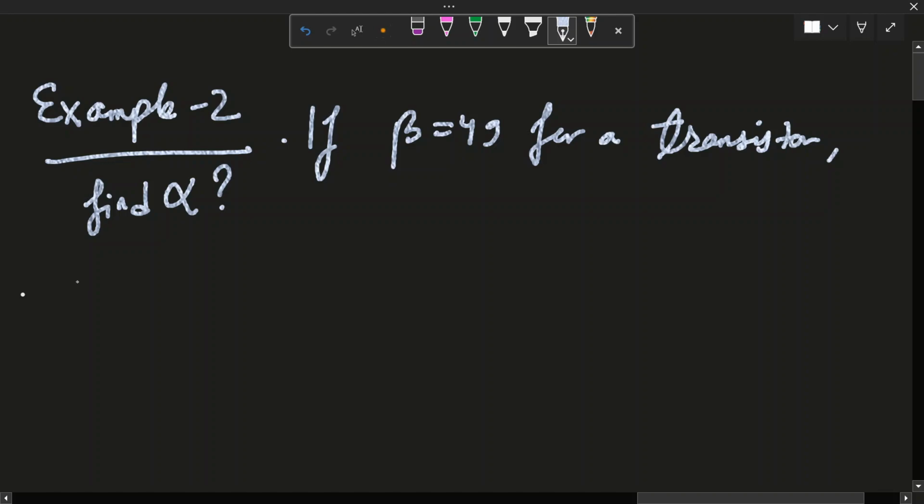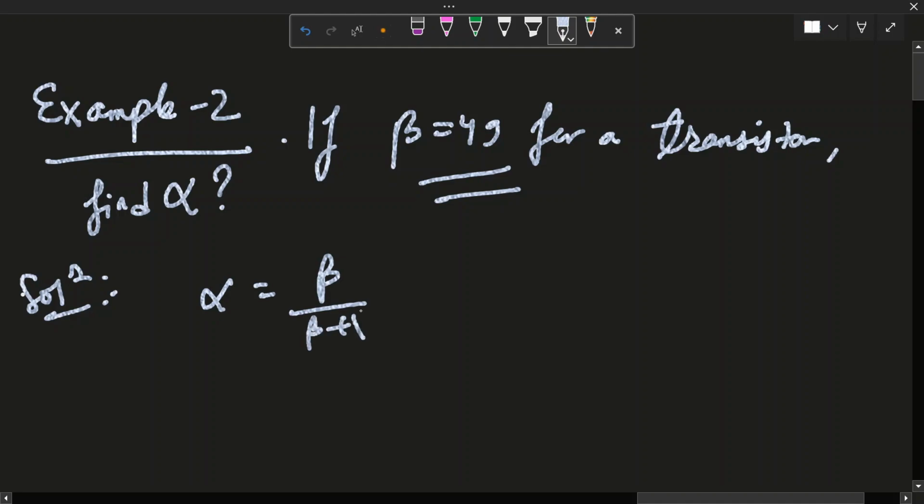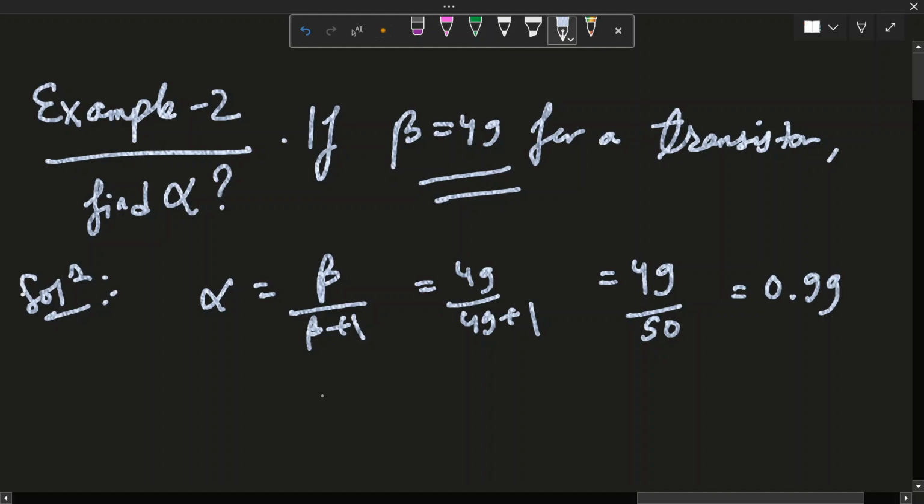Similarly, if beta is given 49 for a transistor, find alpha. So we have the solution. We know alpha is equal to beta by beta plus 1. So if I put 49 by 49 plus 1, I'll get 49 divided by 50, which is equal to 0.99. So alpha is equal to 0.99, which is true because alpha always lies between 0.95 to 0.99.